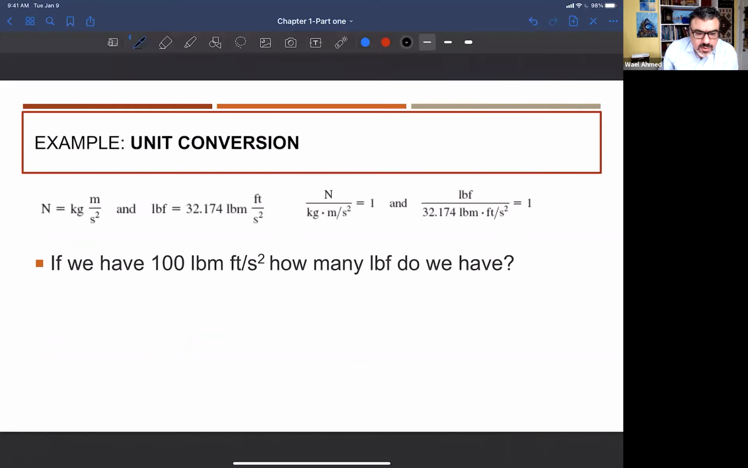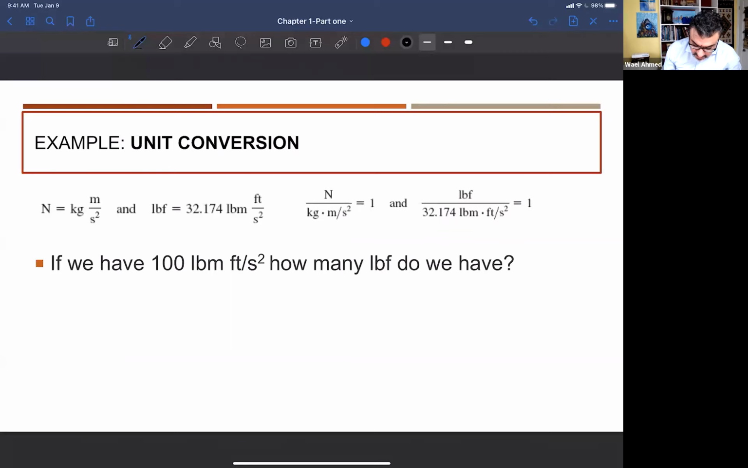One additional thing I want to make sure that you understand: for example, if you have 100 pound-feet per second squared, how many pounds-force do you have? You know the conversion. So we know that one pound force is 32.174 pound mass feet per second square. We know the conversion number, right? But now we have 100 pound mass feet per second square. How much is this in pounds force?